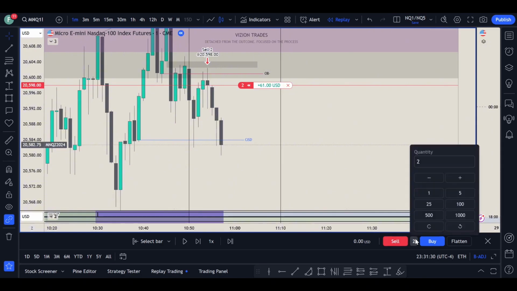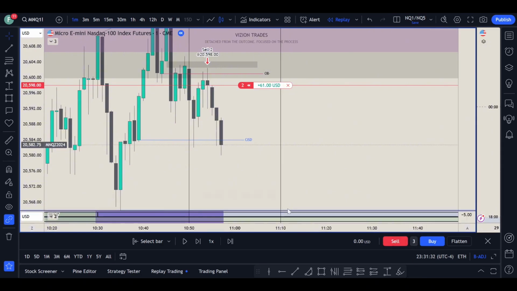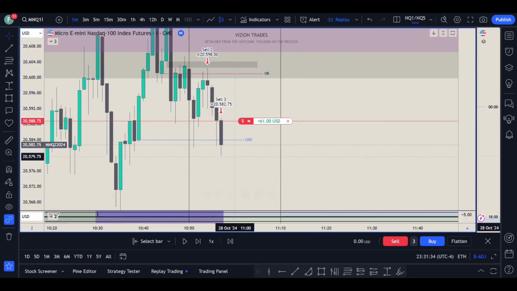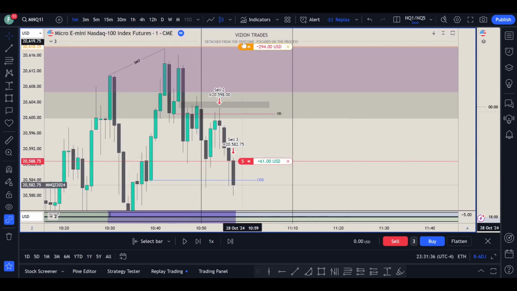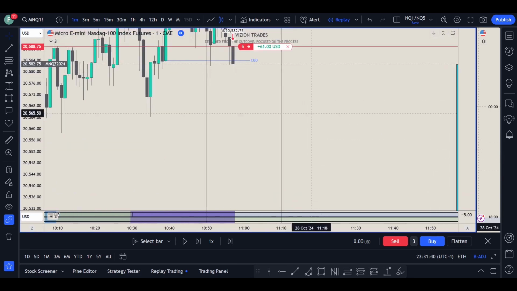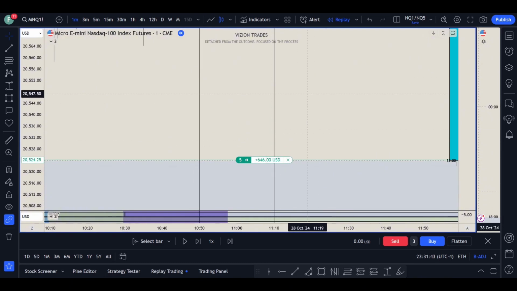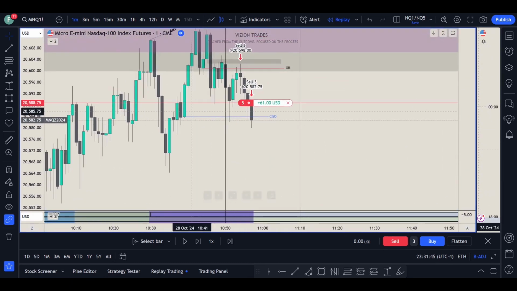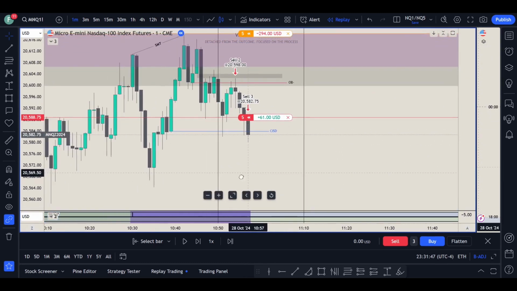So I will add another 3. So we have 5 micros in this trade right now, and you can see we're only having around a $300 loss if it doesn't play out, and then we have a $600 win if it plays out. So yeah, this trade fits my criteria.